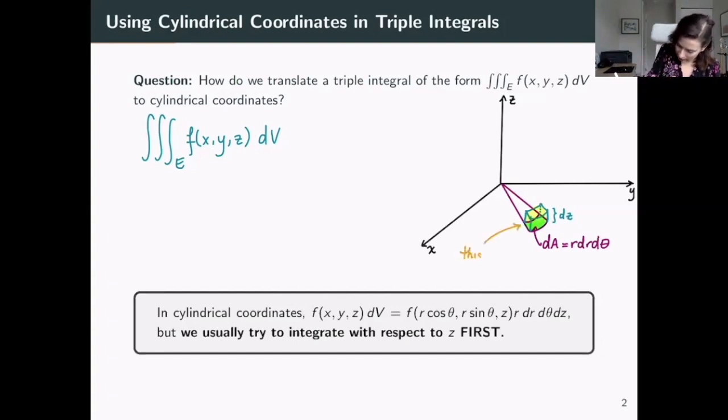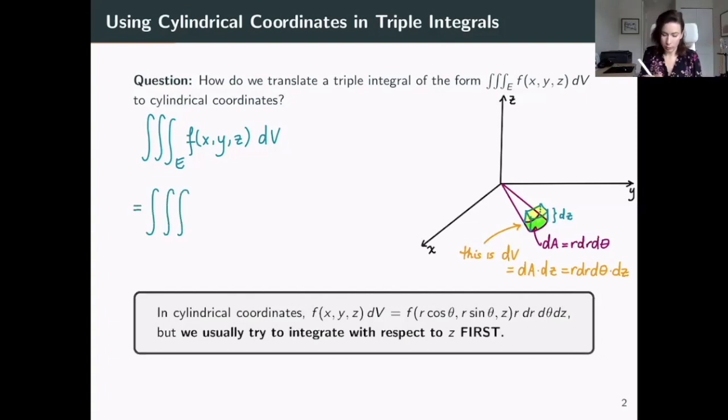So this is dV, which in total seems to be equal to dA times this dz. And we know that our dA is going to be our dr d theta, and then we're multiplying by our height dz. This means that we can translate our original integral in terms of these tiny box volumes. Rather than tiny box volumes, they're like little curved box volumes. And so our original integral can be rewritten as a triple integral over our region E.